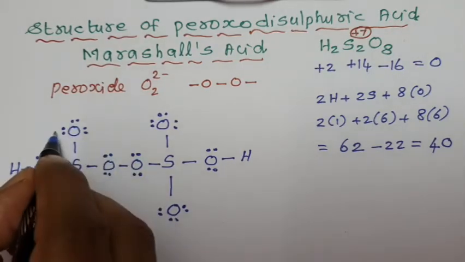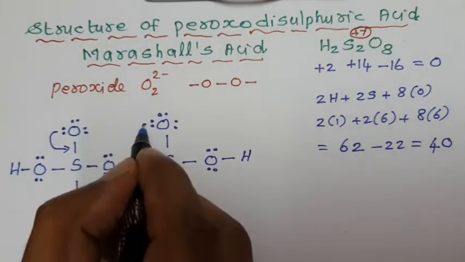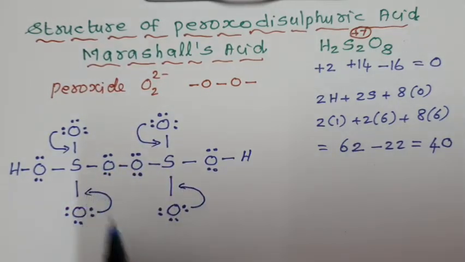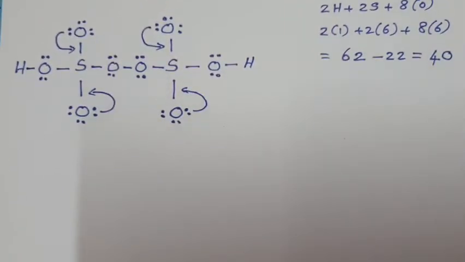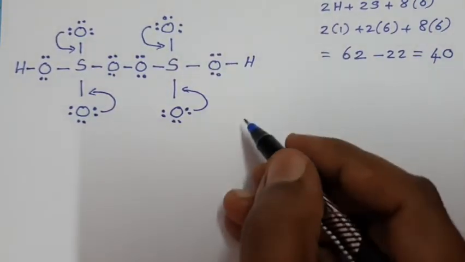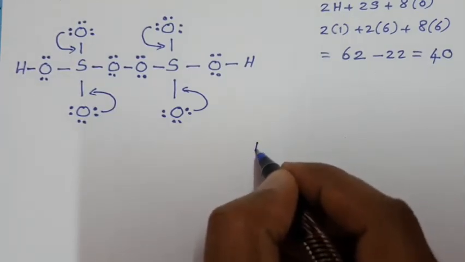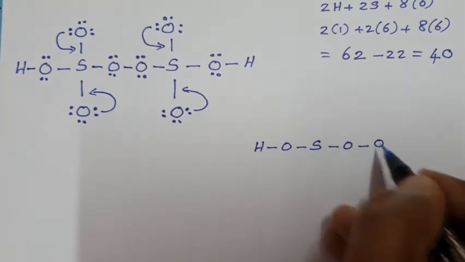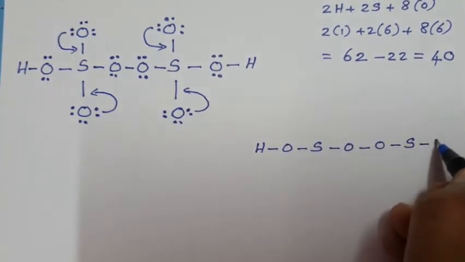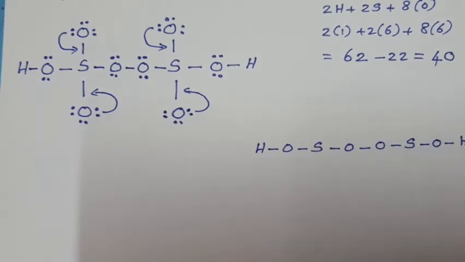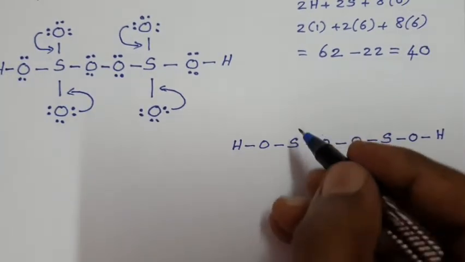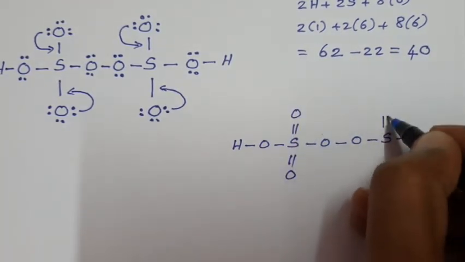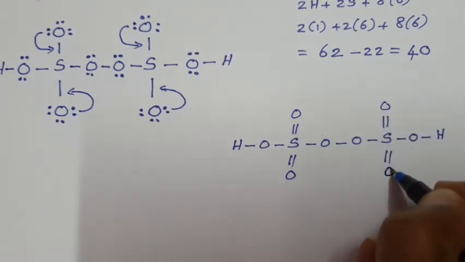Finally, convert 1 lone pair into bond pair, 1 lone pair into bond pair, 1 lone pair into bond pair, 1 lone pair into bond pair. So we will get the final structure of peroxo disulfuric acid: hydrogen, oxygen, sulfur, 1 peroxide form, and here you have 1 sulfur, OH, OH. Double bond oxygen, double bond oxygen, double bond oxygen, double bond oxygen.